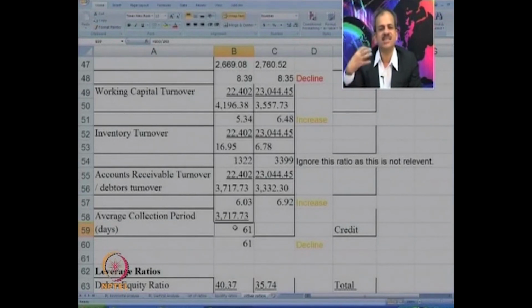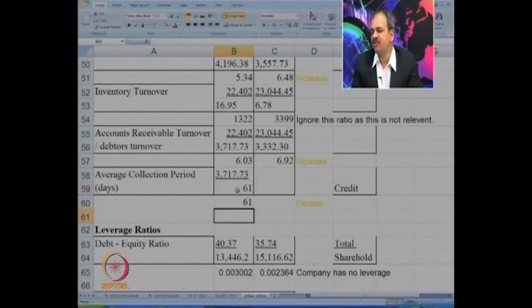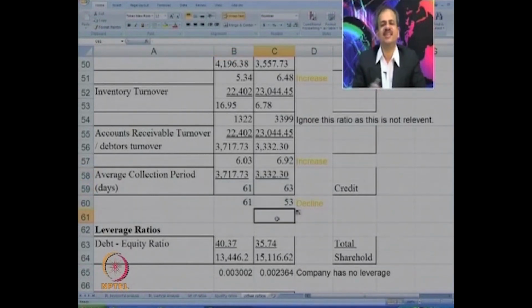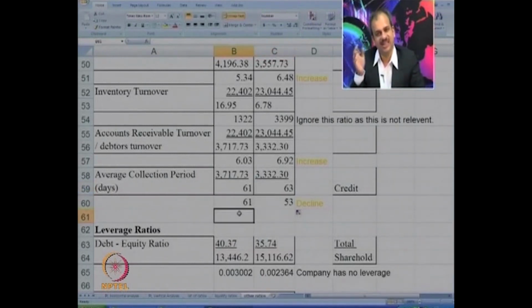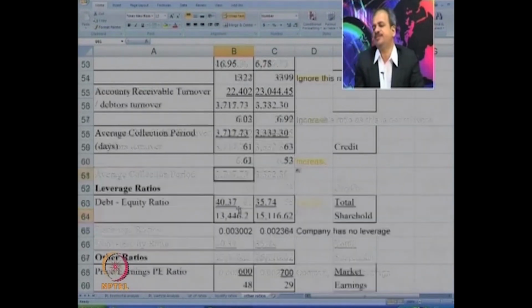So, the figure of debtors upon the figure of daily sales, I get 61, we will drag to the next year. So, next year you can see the average sales per day have increased from 61 to 63. That is why the collection period has gone down. So, the collection period which was 61 days earlier has now gone down to 53 days. This is a positive sign. It shows that the company is able to collect from its debtors in shorter time. Earlier it was taking 2 months, now it is able to collect a little faster.